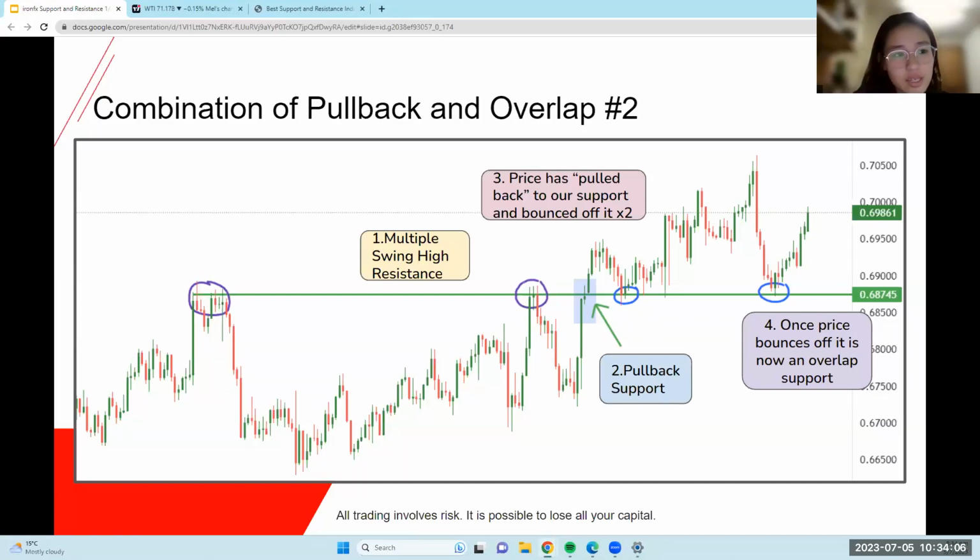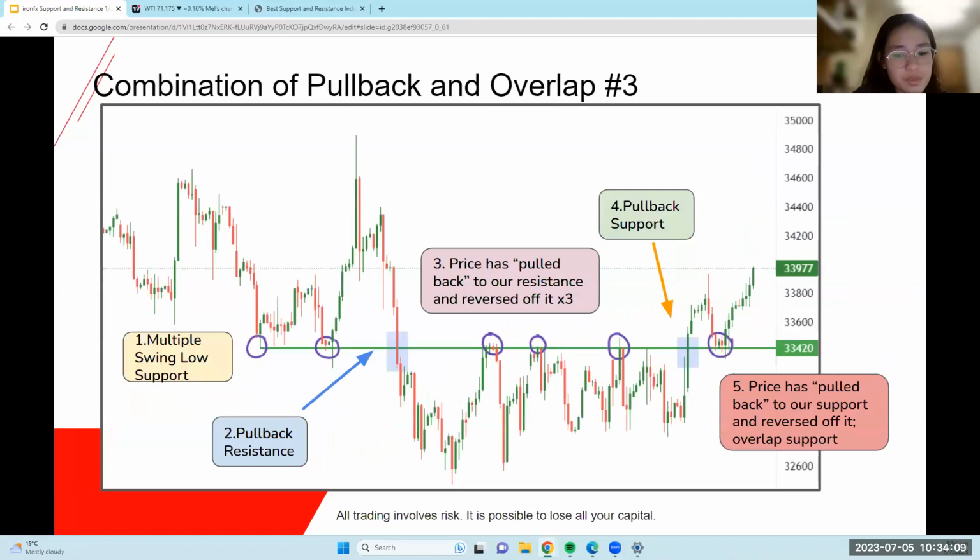Okay, let's take a look at the last example. There are multiple swing lows here that are in line with the 33420 support level. Once price breaks this level, it becomes a pullback resistance. So it's a swing low support first, and once price breaks the level, it is a pullback resistance. Once price actually retraces back and reverses off of the level, it is now an overlap resistance.